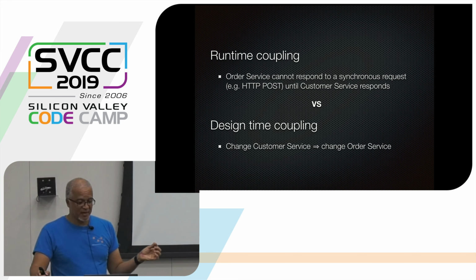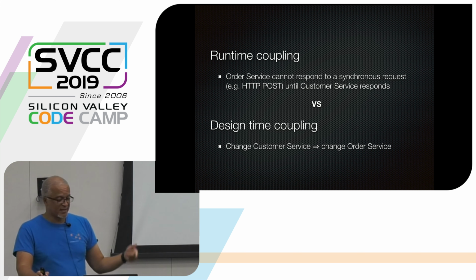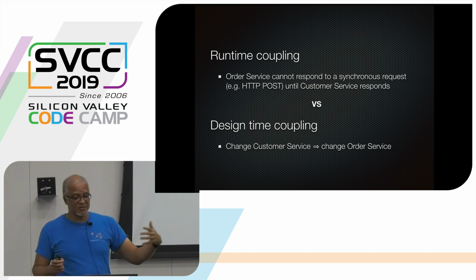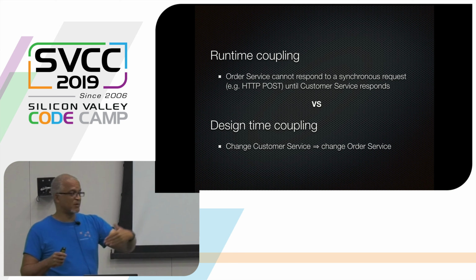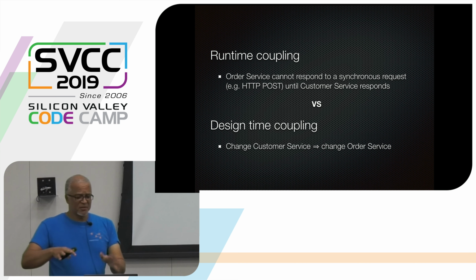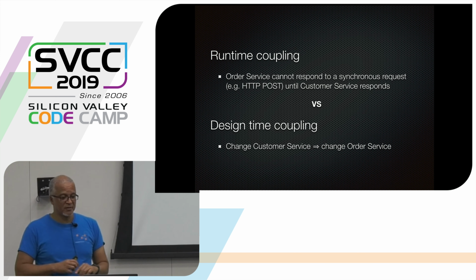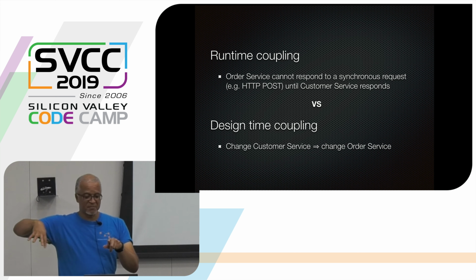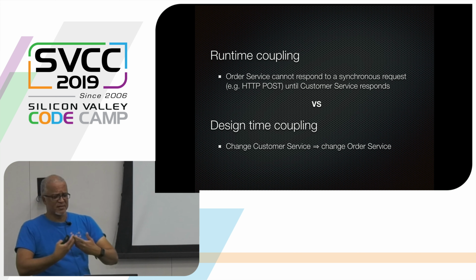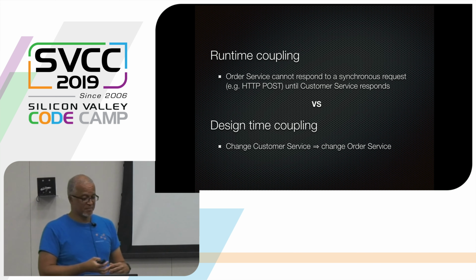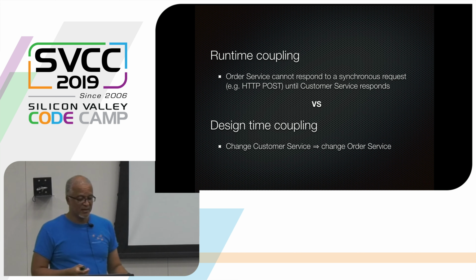There's actually two different types of coupling. So there's runtime coupling, and two services are tightly coupled from a runtime perspective if one service, like in this example, the order service, cannot respond to a request until some other service has responded to it. And I'm going to talk about that later, but that's particularly problematic from an availability point of view. If you have a whole chain of synchronous communication between services, essentially each one of those services becomes a single point of failure. So you've got a very brittle architecture.